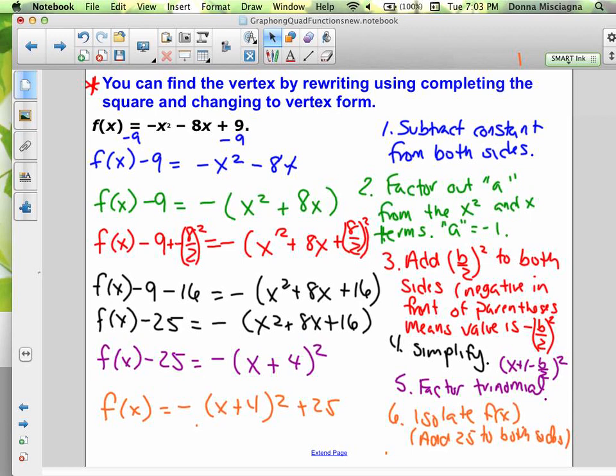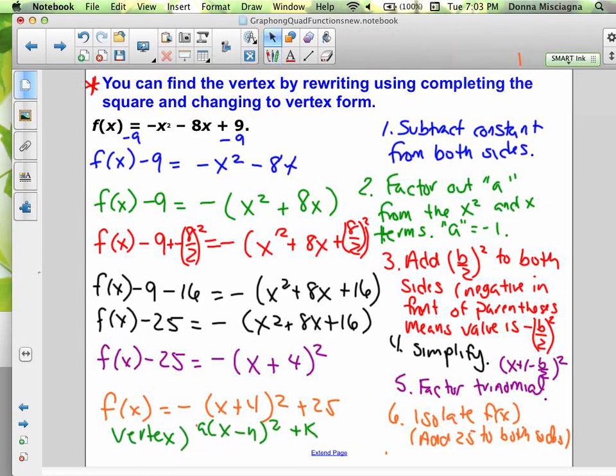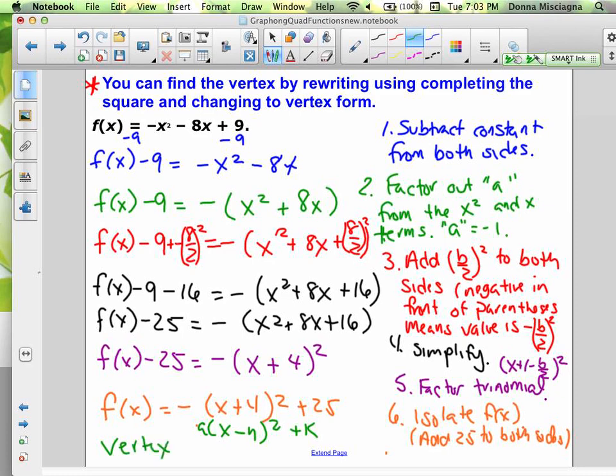So our vertex, remember the format, it's x minus h squared plus k. That's our form, then we have an a here. That's our format for vertex form. And so if we have a positive 4, that means what we really have is minus a negative, because that negative is already there. It's the difference between x, any x value in the vertex.